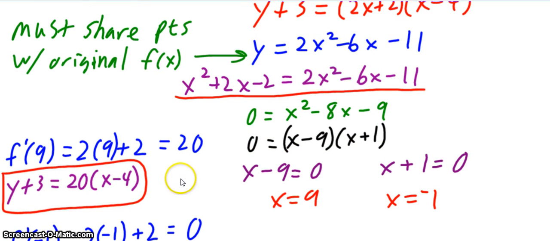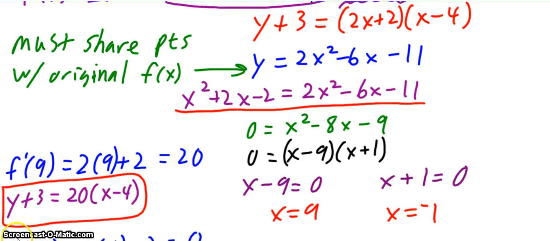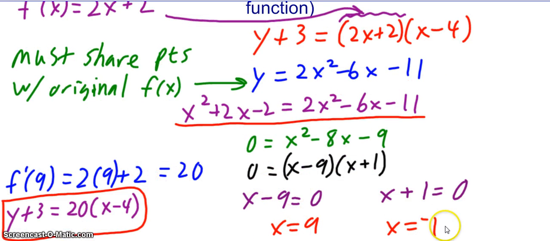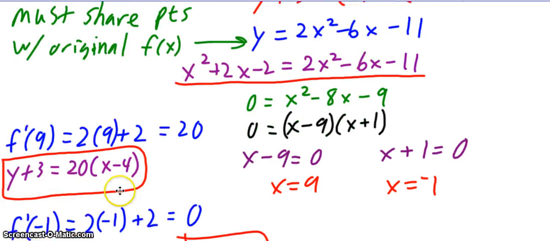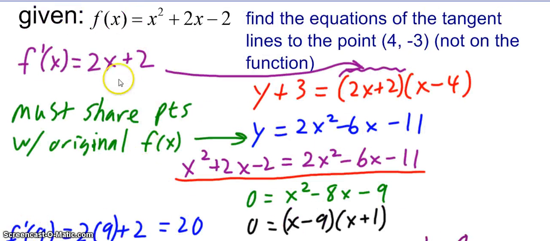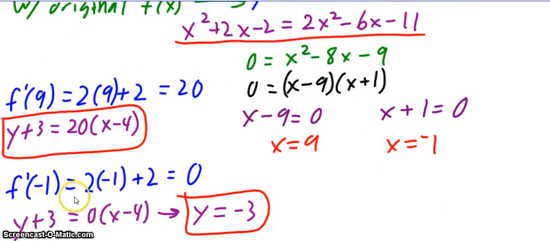So then I go back to my derivative, and I just plug in 9 and I plug in -1, because remember, that's what this x represents, the slope. I don't need a point, I need the actual slope. I want a value for the slope. So x equals 9, I plug that in for x into my slope, I get 20. X equals -1, I plug that in, I get 0.